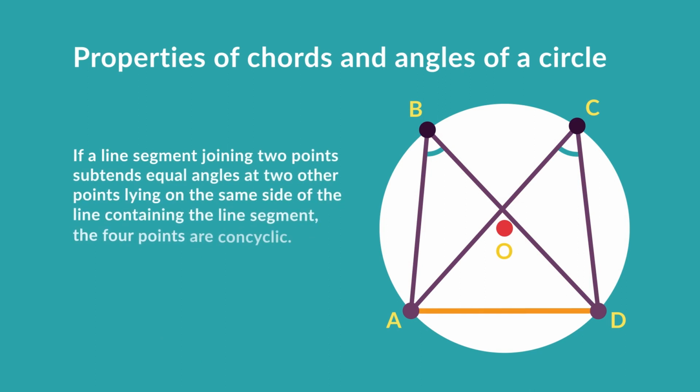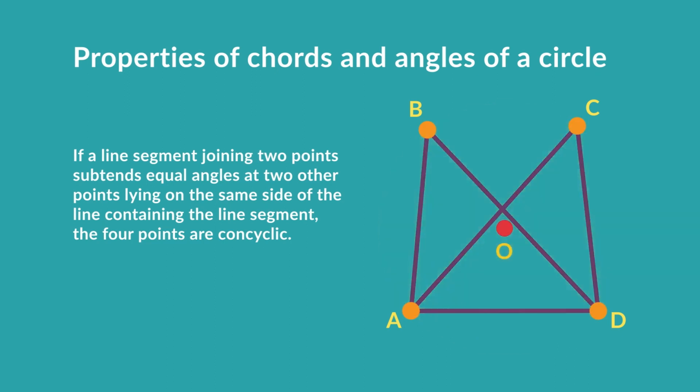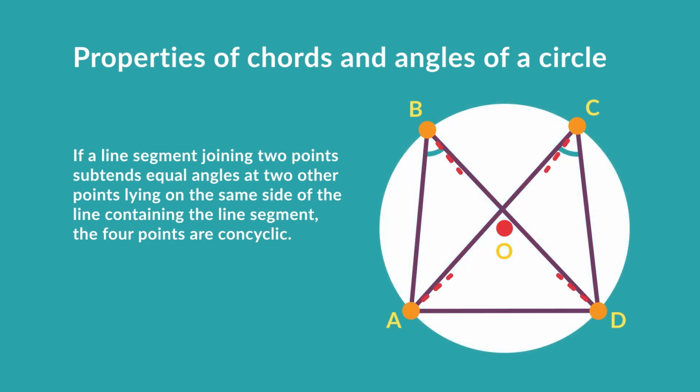If a line segment joining 2 points on the circle subtends angles at 2 other points lying on the same side of the line segment, the 4 points are concyclic, meaning the points lie on a common circle and are therefore the same distance from the center of the circle.